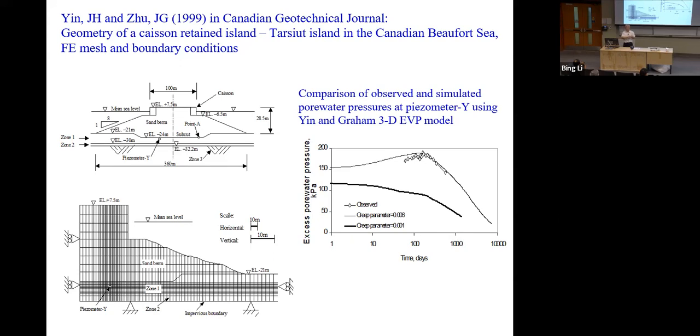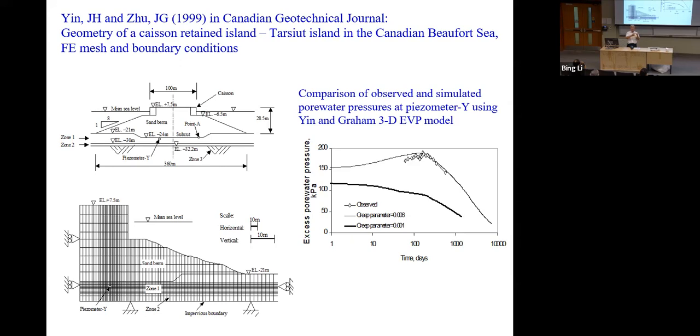You can read my paper published by Yin, Clark, and Graham. Clark is Jack Clark, former director of SECO. Professor Jack, I worked for him in SECO for 2 years. In that paper, I explained why creep is an independent mechanism which can cause excess pore pressure. It's very similar to liquefaction. You know what I mean? So your question is very similar.